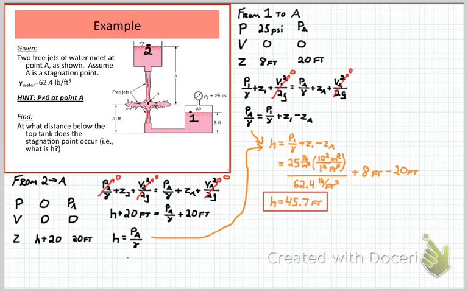I hope this helps you see how the Bernoulli equation applied twice in one problem can solve the problem for us. Thank you.